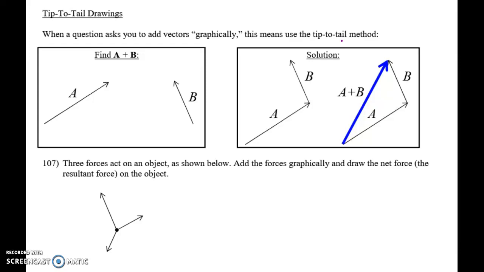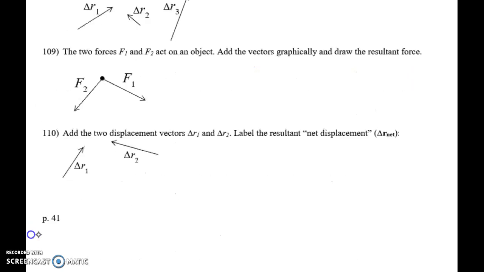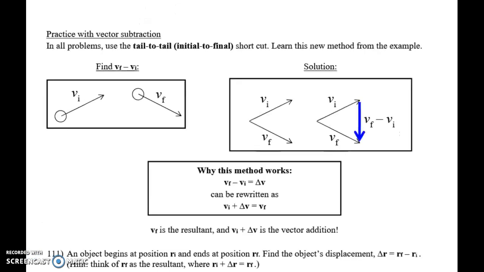On to vector drawings, tip-to-tail drawings. If you're ever asked to add vectors graphically, graphically means using the tip-to-tail method. So for example, let's make A red and B will be purple. You take those vectors, connect A and B so that the tip of A connects to the tail of B. That's tip to tail. The resultant, the sum of the two, is tail to tail and tip to tip. So you are going to practice 107 through 110, and now then you'll do the remaining practice.